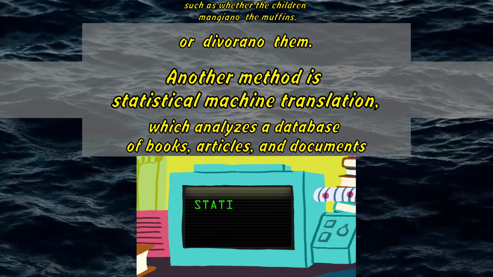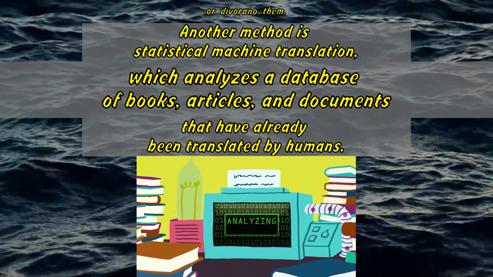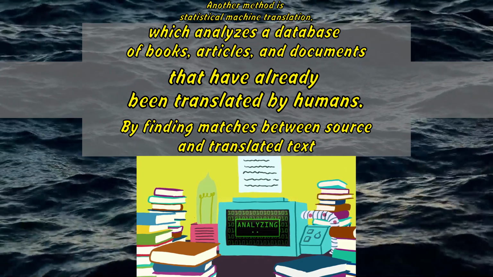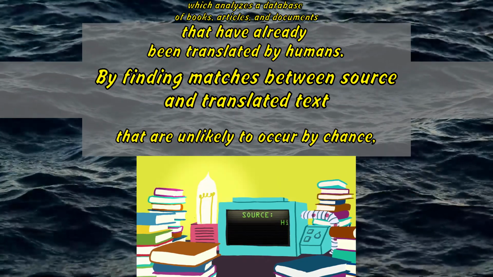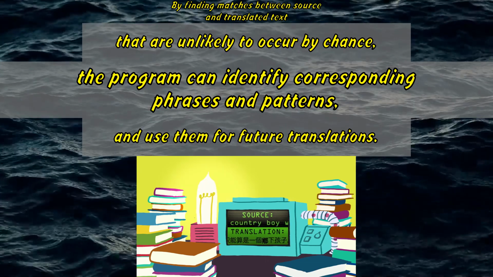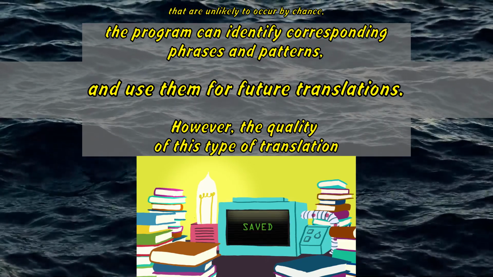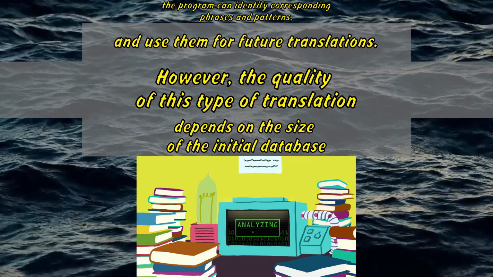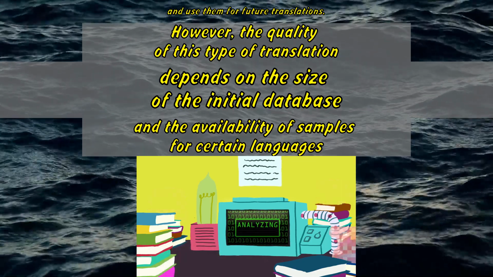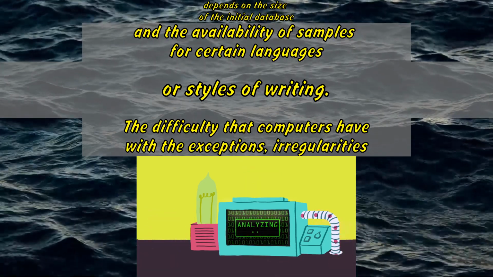Another method is statistical machine translation, which analyzes a database of books, articles, and documents that have already been translated by humans. By finding matches between source and translated texts that are unlikely to occur by chance, the program can identify corresponding phrases and patterns and use them for future translations. However, the quality of this type of translation depends on the size of the initial database and the availability of samples for certain languages or styles of writing.